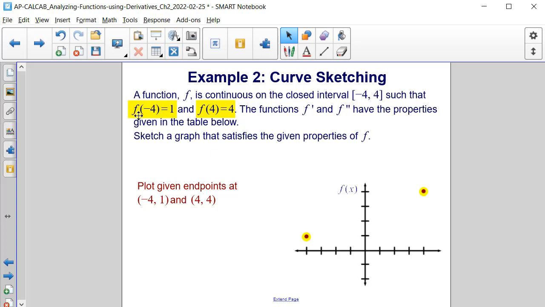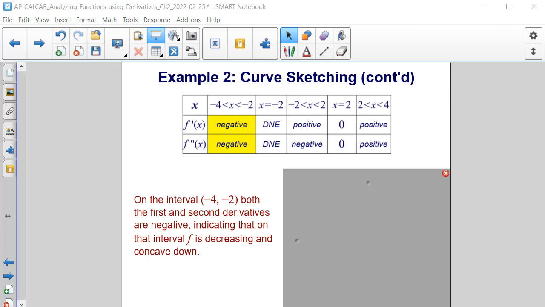Begin by taking the given information, f of -4 being +1 and f of 4 being 4, to plot the endpoints of our function. Now let's start analyzing our table.